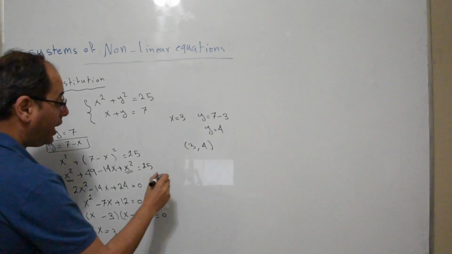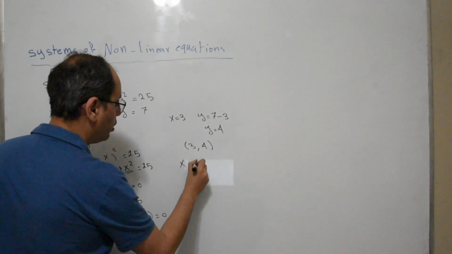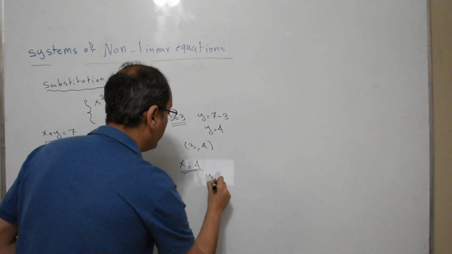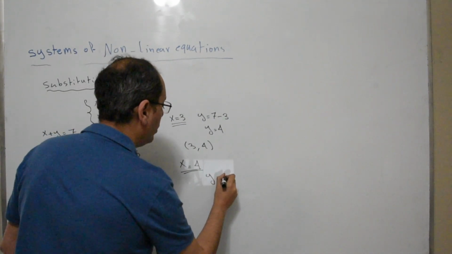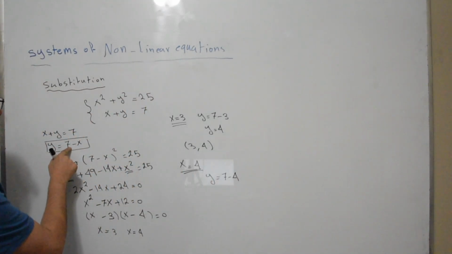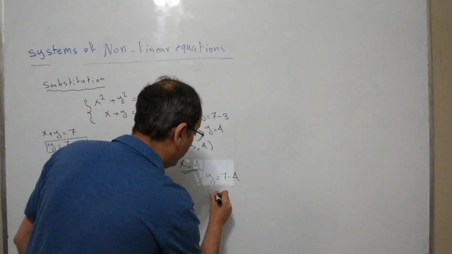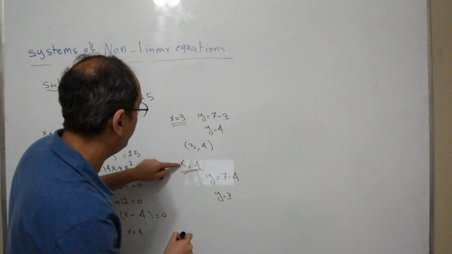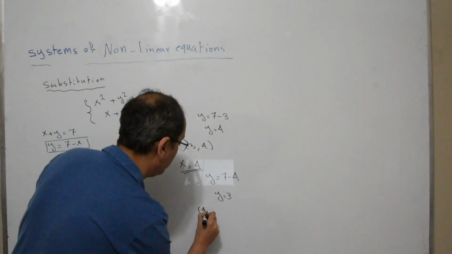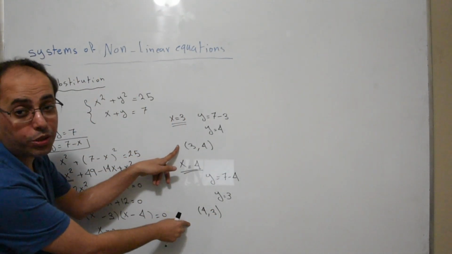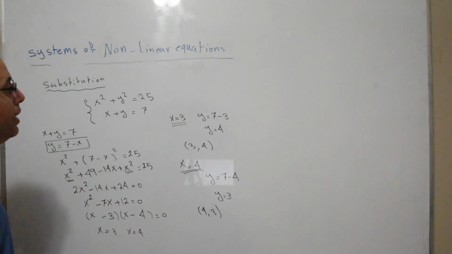Okay, so if x equals 4, then y equals 7 minus 4, then y equals 3. And then my solution would be x is 4 and y is 3. Okay, so how many solutions do I have? Two solutions.